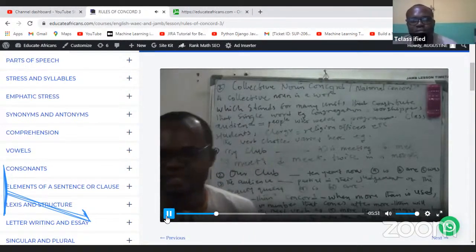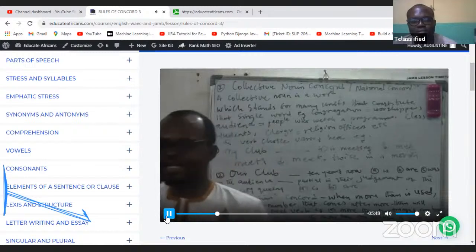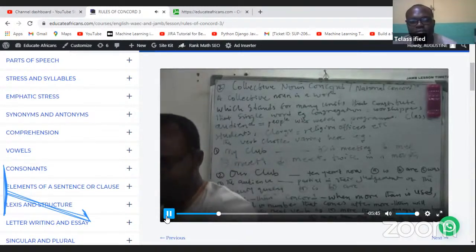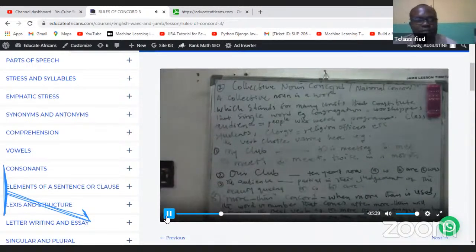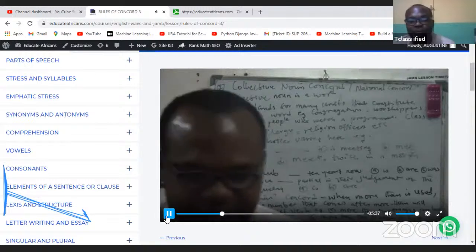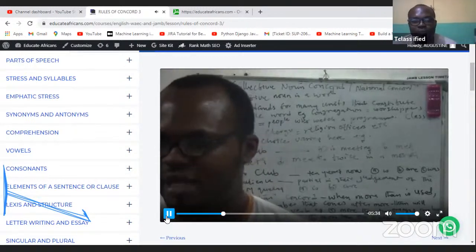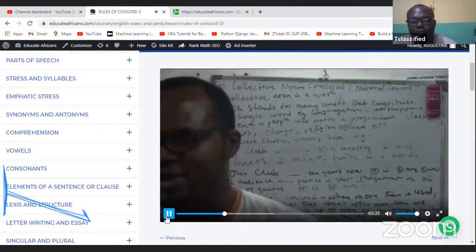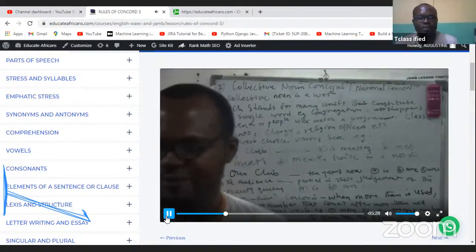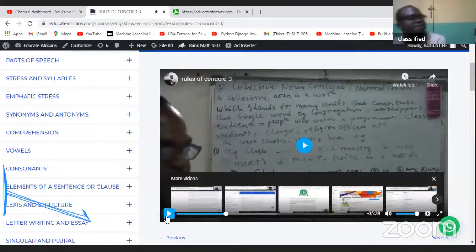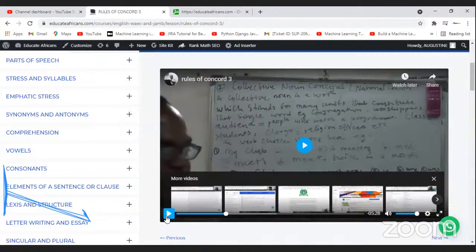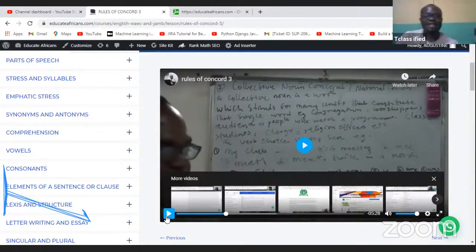The rule here is that when the collective noun is performing an action, the verb used has to be a plural verb. Is that clear? When the collective noun is performing an action, the verb used is a plural verb. But when the collective noun is not performing an action, use a singular verb. Is that clear? Choma, did you hear the explanation? Yes, sir. Okay, so when the collective noun is actively performing an action, you use a plural verb. But when it is not, you use a singular verb.